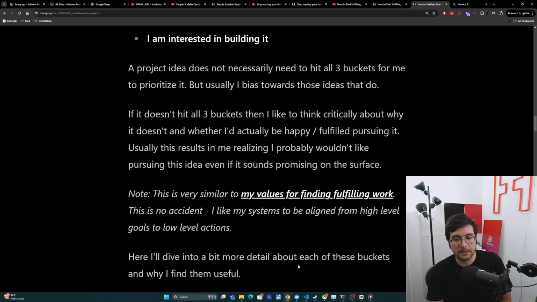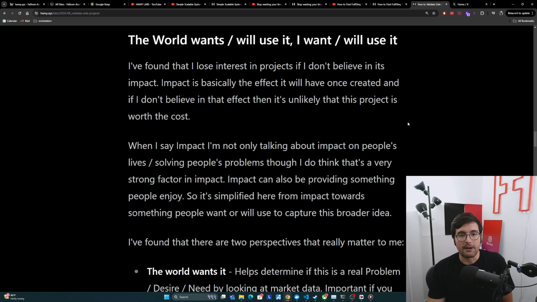Now here I'll dive into a bit more detail about each of these buckets and why I find them useful. Also give you some more context on what exactly they mean from my perspective, so you can see how they're implemented. All right, so the first bucket is the world wants and will use it, and I want and will use it. And so I found that I lose interest in projects if I don't believe in its impact. Impact is basically the effect it will have once created, and if I don't believe in that effect, then it's unlikely that this project is worth the cost, and unlikely that it's going to hold my attention for very long.